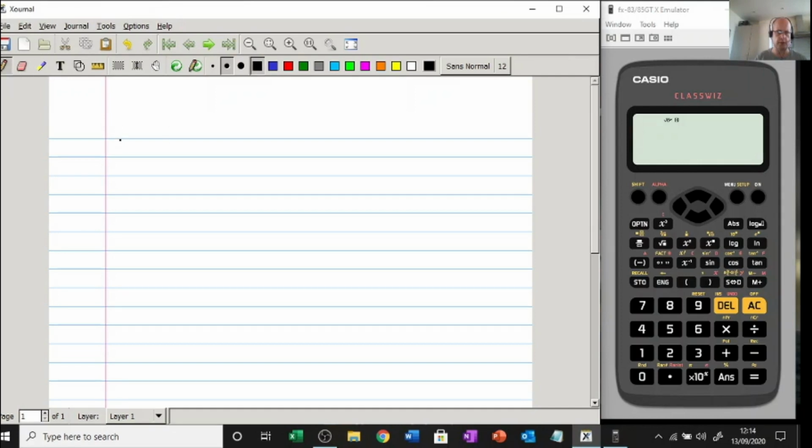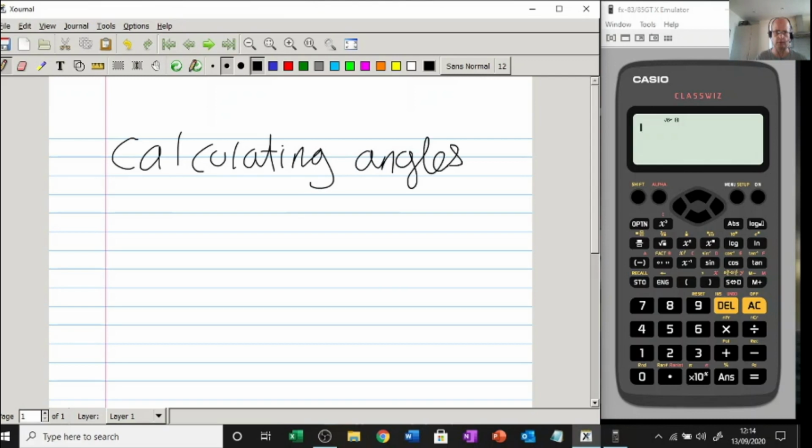So today we're going to be doing a bit of calculating angles. And don't go all moony, because we're doing engineering, so you need to know about angles. We're going to be using, and you should have known this before, sine, cos, and tan.